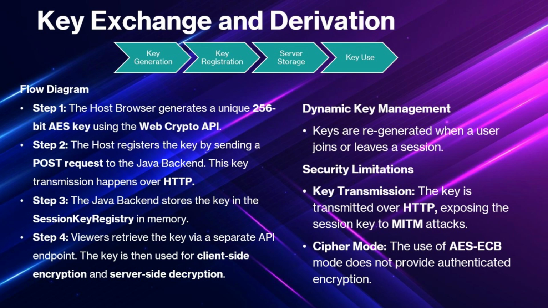The key exchange diagram shows key generation, key registration, server storage, and then key use. The first step in that is the host browser generates a unique 256-bit AES key using the Web Crypto API. The second step is the host registers the key by sending a POST request to the Java backend.